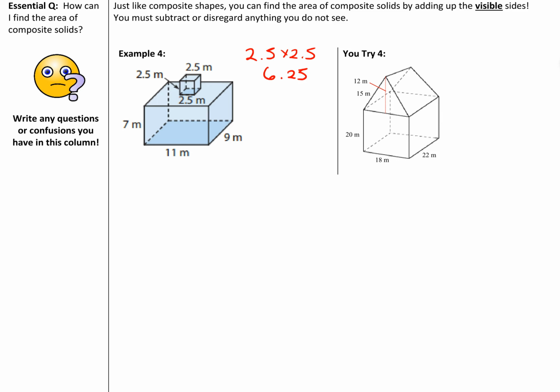And because I can only see 5 faces of that cube, I'll multiply that 6.25 by 5, and that gives me 31.25. And that's the visible surface area, the area that I can see.